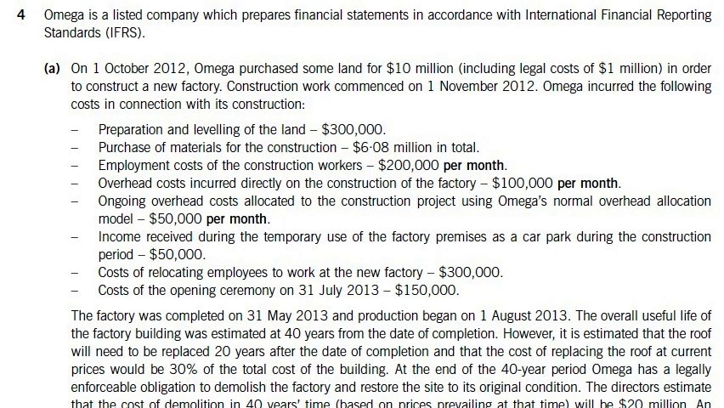Omega is a listed company which prepares financial statements in accordance with International Financial Reporting Standards, IFRS. With some explanation. On October 1st, 2012, Omega purchased some land for 10 million, including legal costs of 1 million, in order to construct a new factory. Now this is a directly attributable cost, so this would be capitalized, so we don't need to deduct it. If we write 9 million, this would be wrong. So let's put it there.